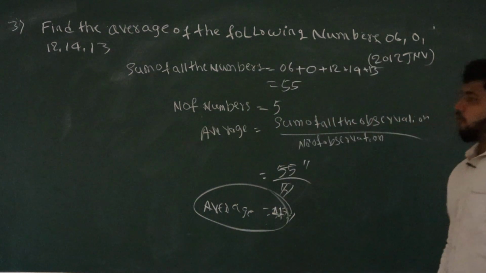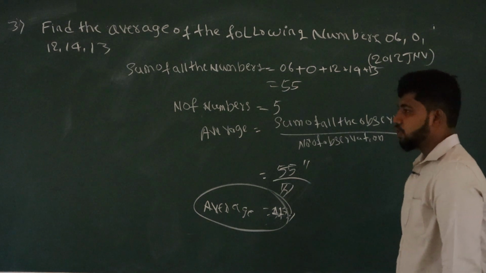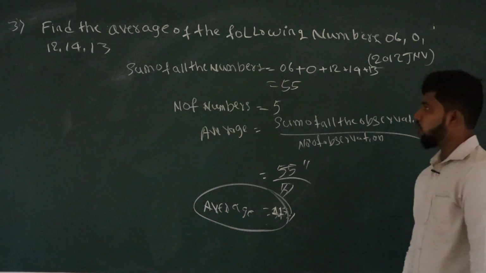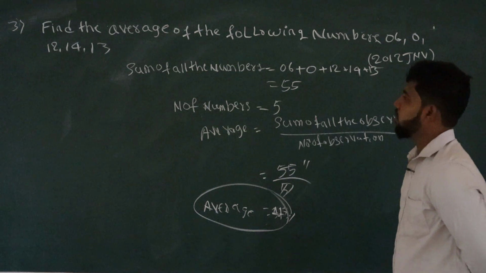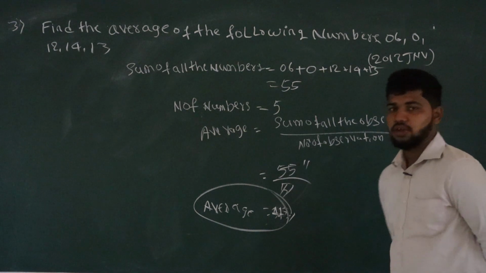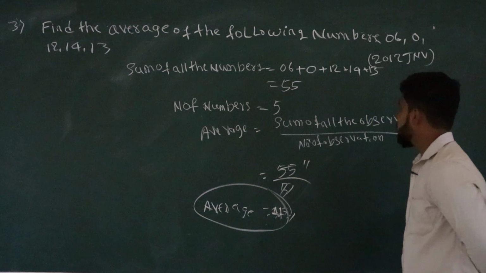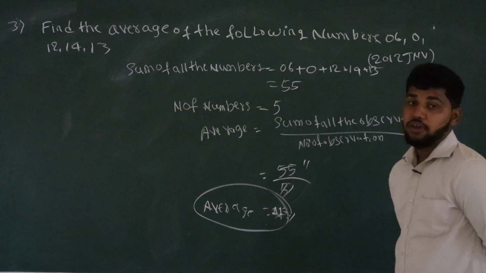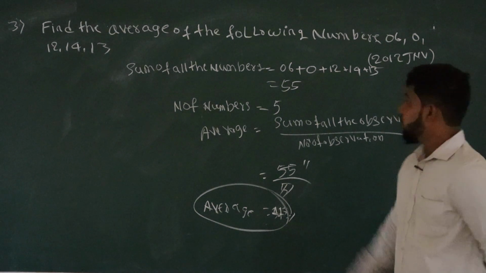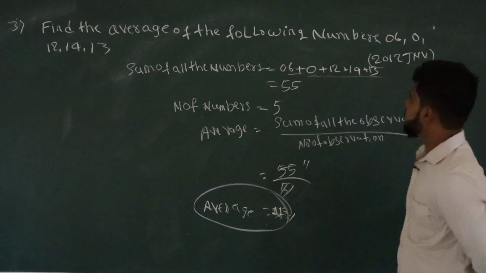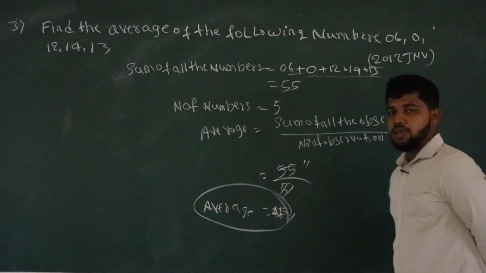What is the problem they have given here? Find the average of the following numbers. They have given 6, 0, 12, 14 and 13. First we have to find the sum of all the numbers. The sum of all the numbers is 6 plus 0 plus 12 plus 14 plus 13. If you make the sum of these numbers, how much are you getting? 45 is the value. You will get the sum as 45.